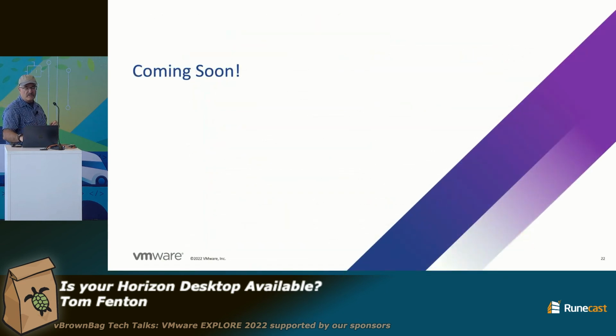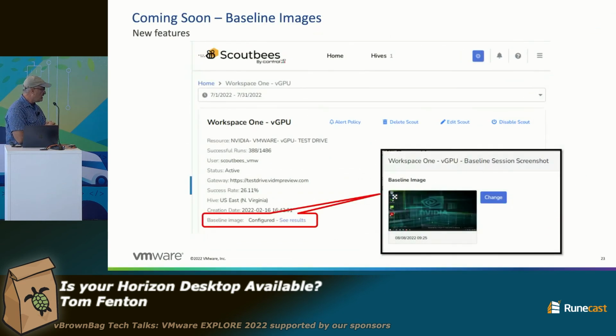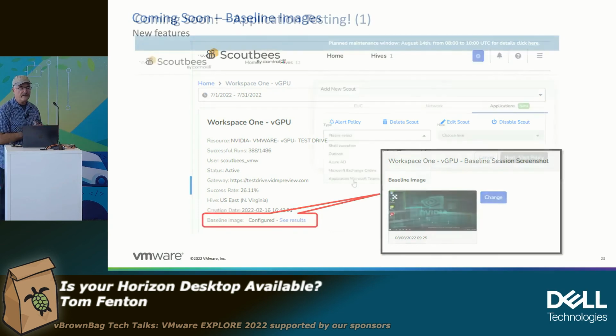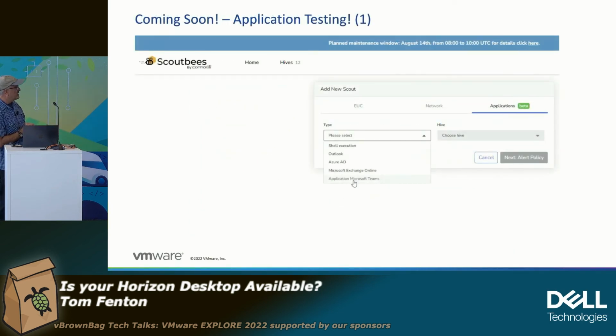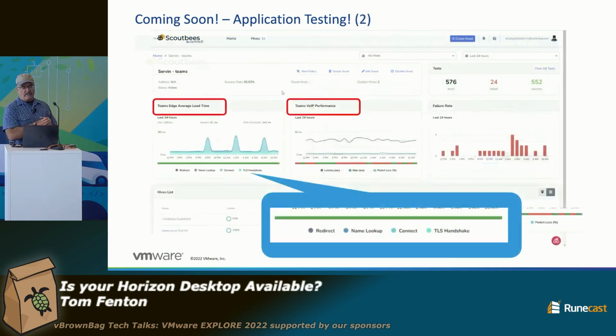Let's talk about a few things that are coming soon. Something that I'm really excited about is base images. That's where you take a snapshot once you get into the virtual desktop, and then we compare them, and if there's so much difference, then we'll alert you. So kind of interesting stuff. Application testing: we're doing Teams as well as Azure AD and Outlook. So those are things that we're working on, should be out soon.